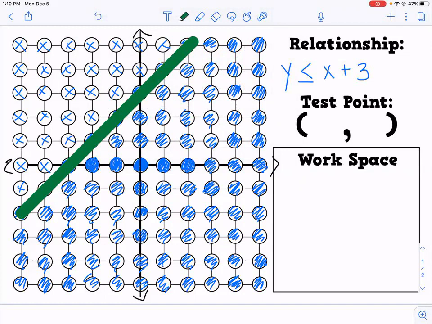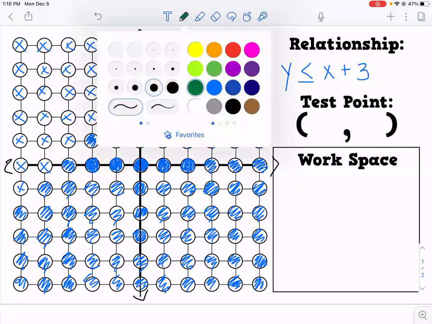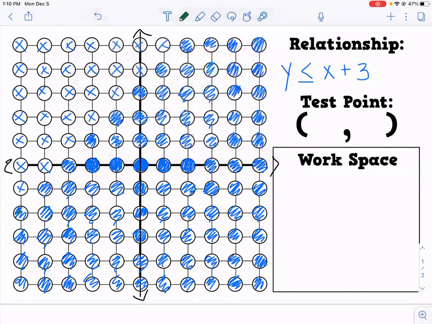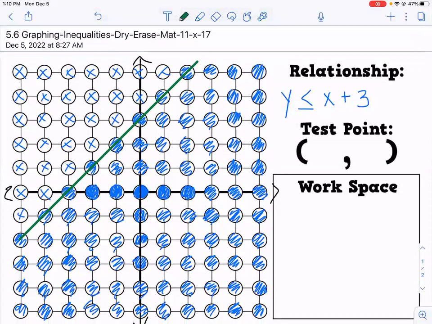What is that line? There you go, maybe not quite as aggressive there on the line. Write the equation of this line that I have in green. What's our y-intercept? Oh, 3. What's our slope?